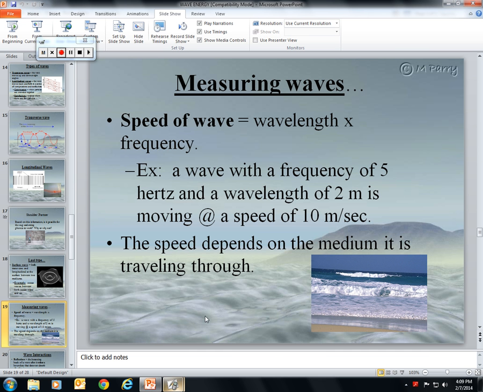The medium determines how fast it's moving. Believe it or not, things can move much faster through solids than they can through liquids, and even slower in gases.